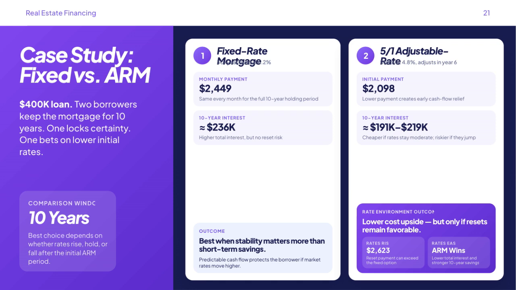But if rates rise sharply, your payment could increase above the fixed mortgage amount up to $2,623, which means higher costs overall. In summary, the best choice depends largely on how interest rates move after the initial ARM period. The fixed rate mortgage offers predictability and peace of mind, while the ARM presents a chance for savings but comes with risk if rates climb. It's all about balancing your tolerance for uncertainty against potential financial benefits.